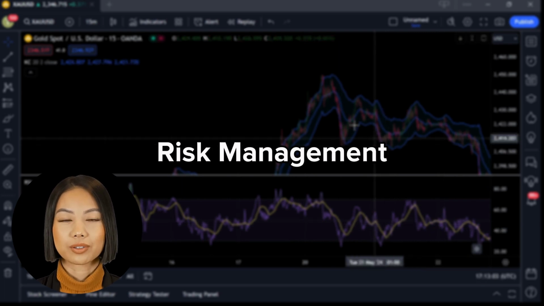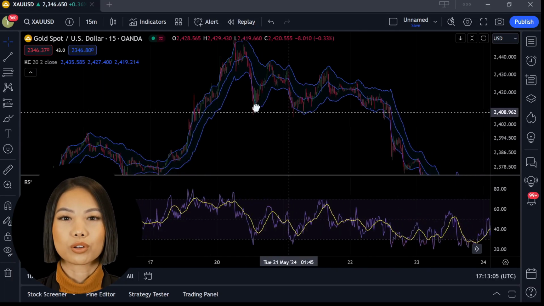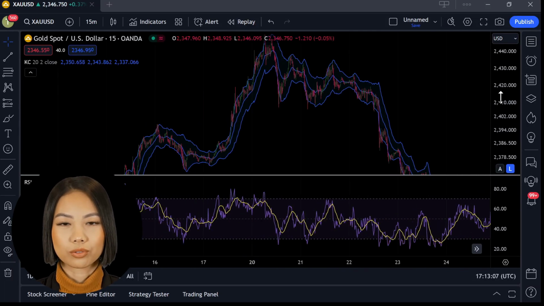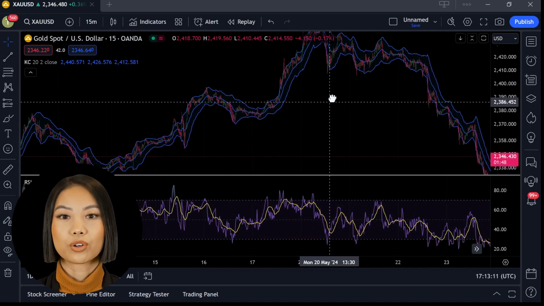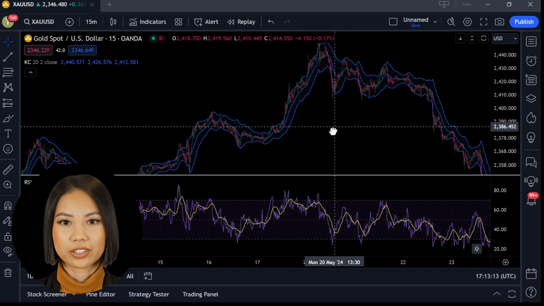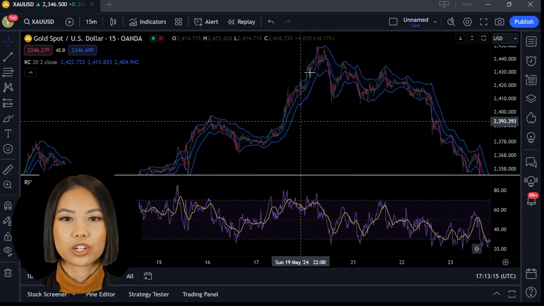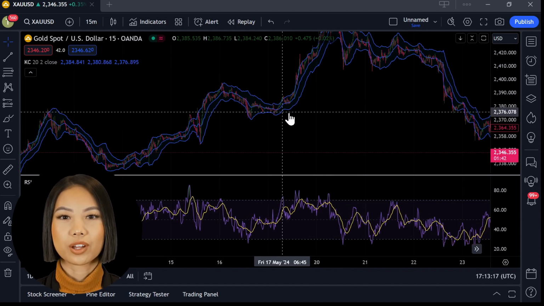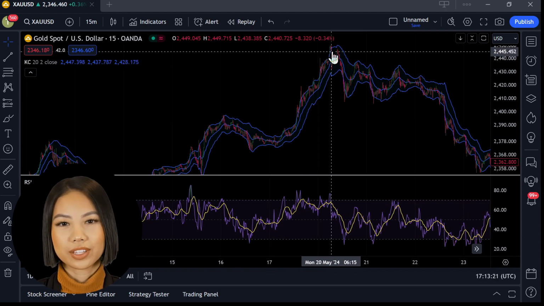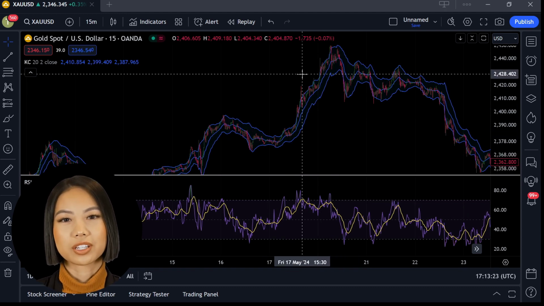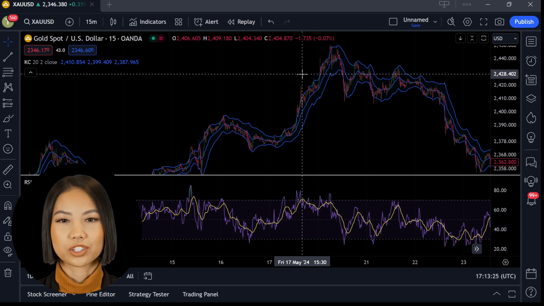Risk management. No indicator is foolproof, and risk management is crucial. Always use stop-loss orders to protect your capital. For example, place a stop-loss slightly below the lower Keltner channel for long positions and slightly above the upper Keltner channel for short positions. This helps to minimize potential losses in case the market moves against your position.